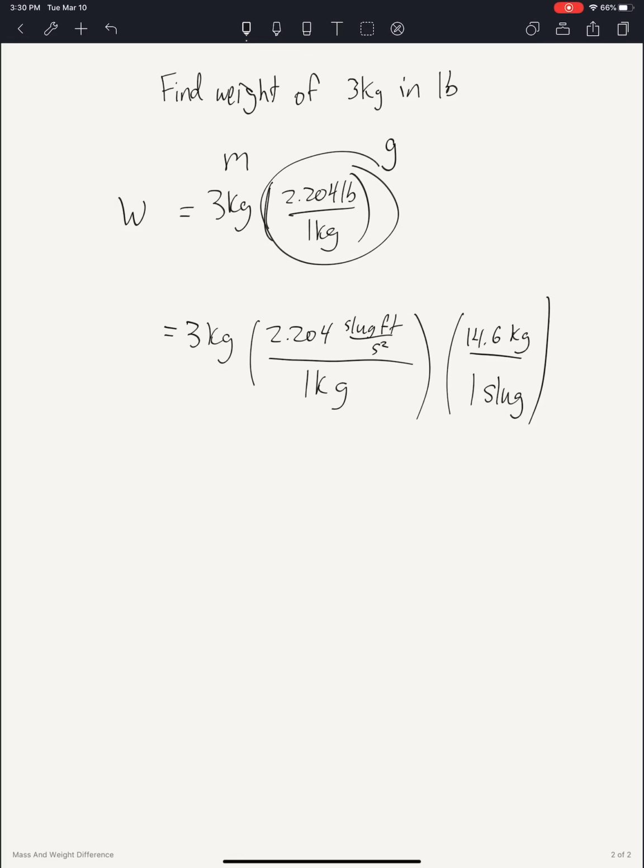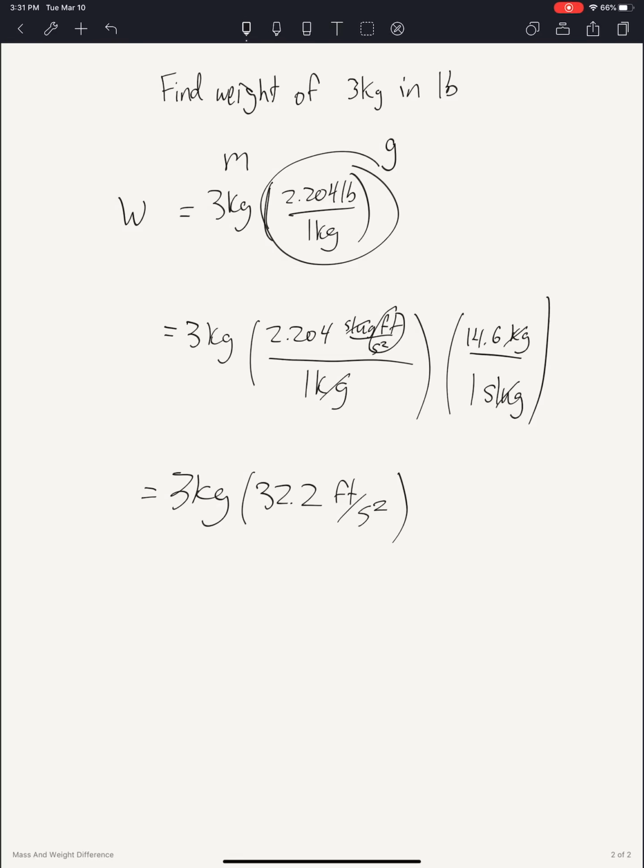I've multiplied by 1. Slug cancels slug, kilogram cancels kilograms, and what I'm left with in the parentheses is 2.204 times 14.6. Wouldn't you know it? That's 32.2, and the units left are feet per second squared.